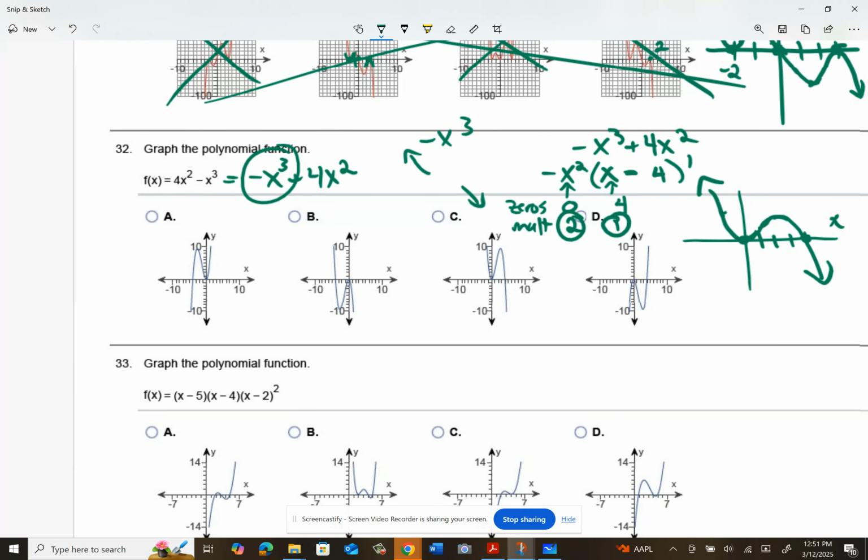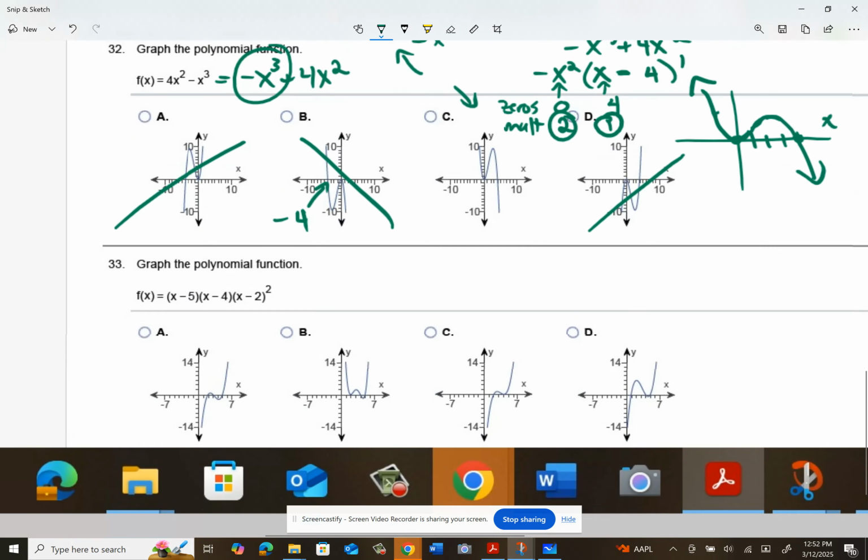So really, if we did have the multiple choice options, we would know it couldn't be A or D. It would have to be B or C based on the end behavior. But then looking at how it needs to cross the x-axis at 0 and positive 4, this negative 4 right here would be what would rule that one out. All right, let's try another one.